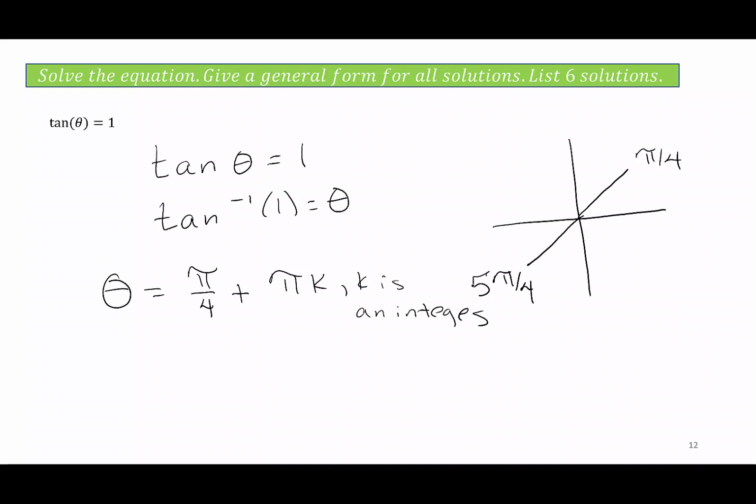We're going to list 6 solutions. Well, we already have 2. We have pi over 4 and we have 5 pi over 4. When we're adding pi to get more solutions, I'm going to think of pi as 4 pi over 4. That way I have a common denominator.